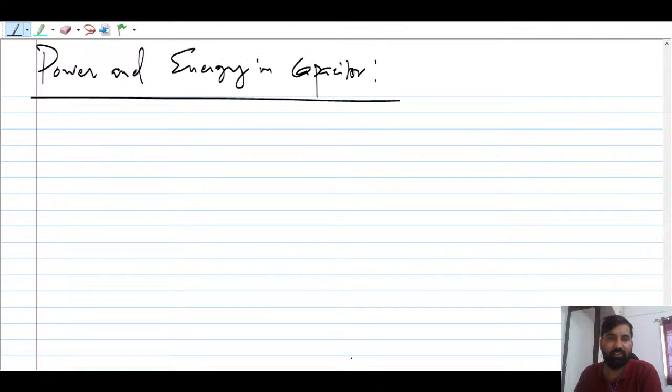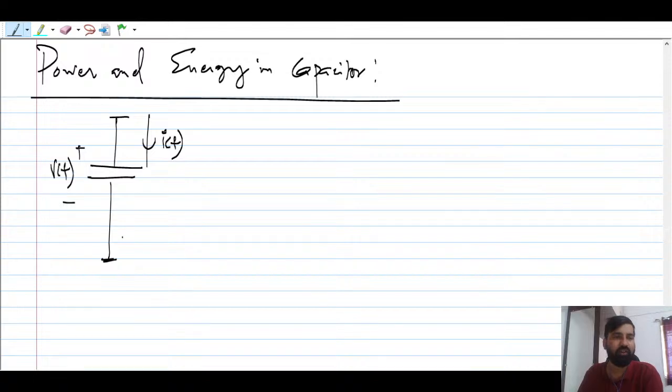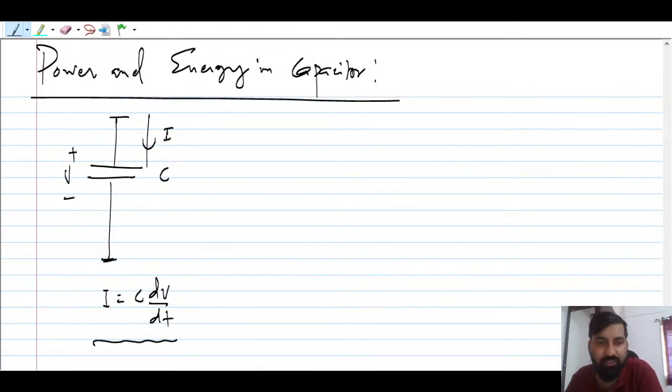Let us take a capacitor here. My capacitor looks like this, the current flowing through it is i(t), and the voltage across it is v(t). If I talk about the defining relationship, this is i and this is v across the capacitor, this is C. So i equals C dv/dt.